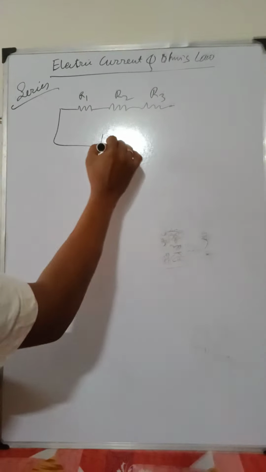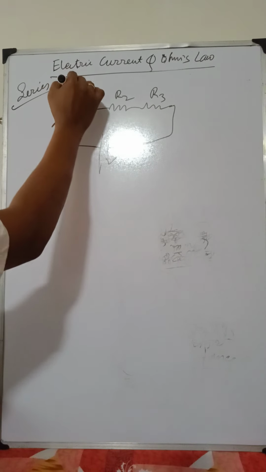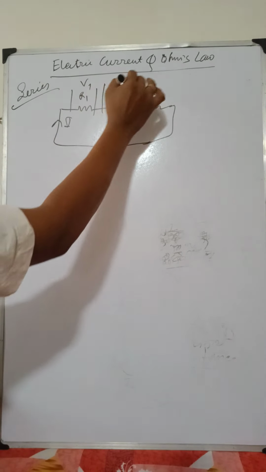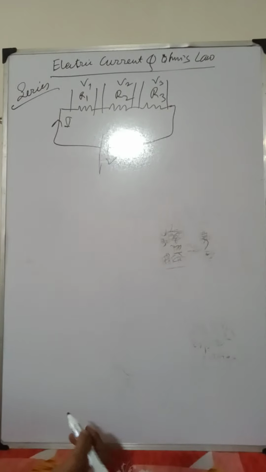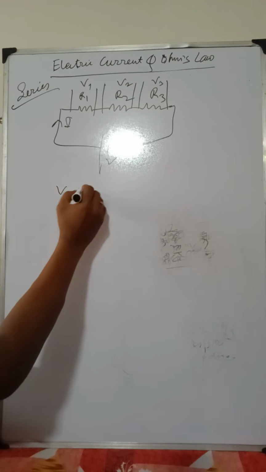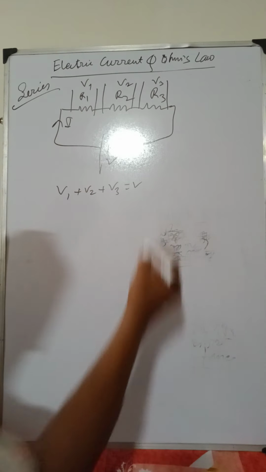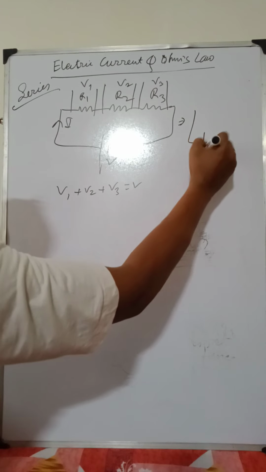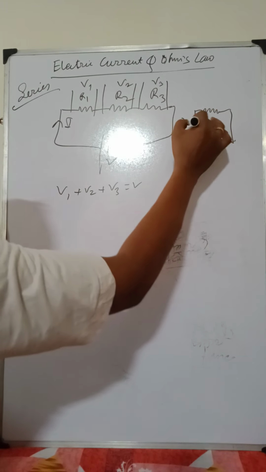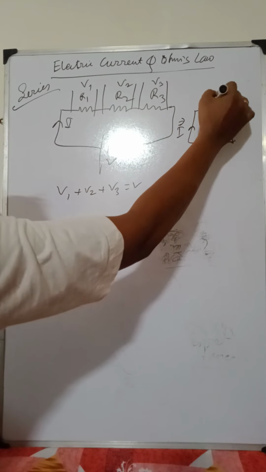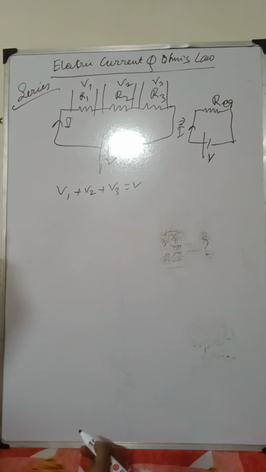Now if we connect this with a battery V, the current is I. So here the potential difference is V1, here the potential difference is V2, and across R3 the potential difference is V3. So you know V1 plus V2 plus V3 equals V. Now if we replace these three resistances with a single resistance for which the current will be the same, with the same potential difference, then this R is called the equivalent resistance of the three resistances R1, R2 and R3.